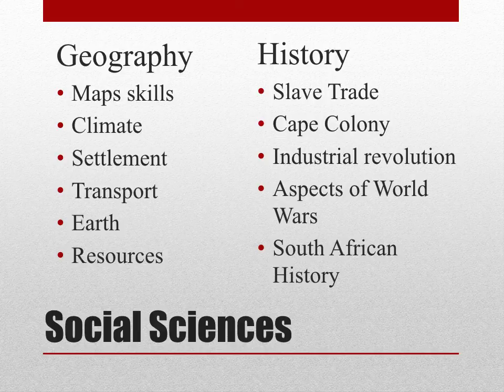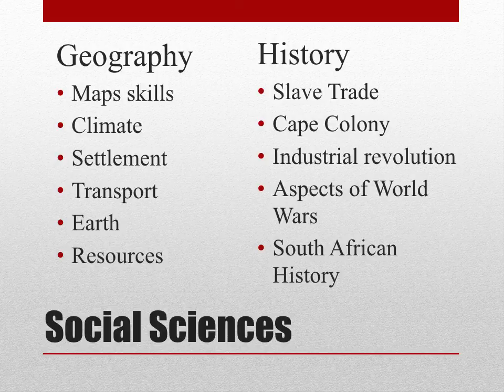Although they focus on map skills in geography and maps in all 3 grades, they look at different aspects of it. They also look at earthquakes, volcanoes, they look at climatic regions, they look at development issues, and then of course looking at resources and sustainability is really important as well. In history, they're also exposed to a variety of different aspects and topics.